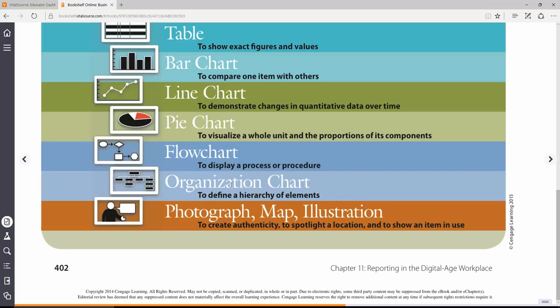Organizational chart defines a hierarchy of elements. So this is the office manager, these are the sub-managers, and these are the people under them. Photograph, map, or illustration creates authenticity, spotlights a location, and shows an item in use.